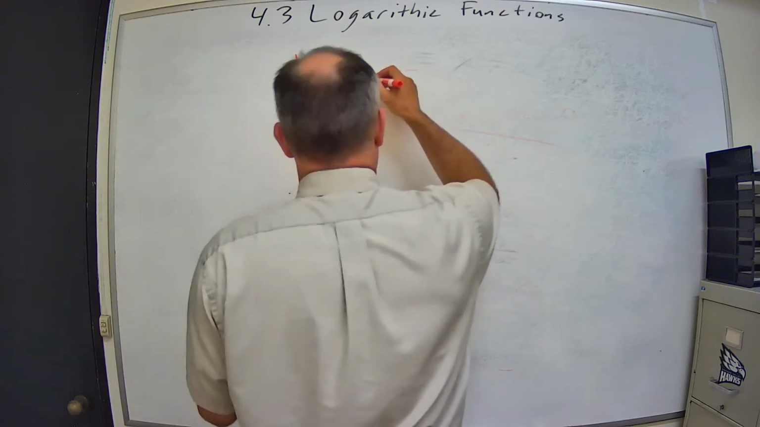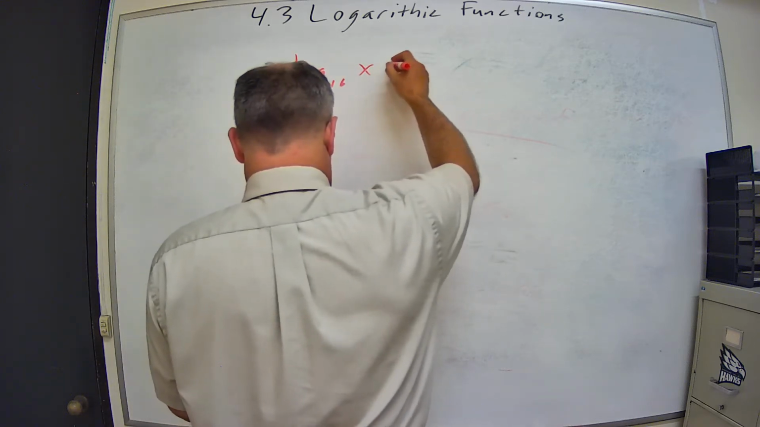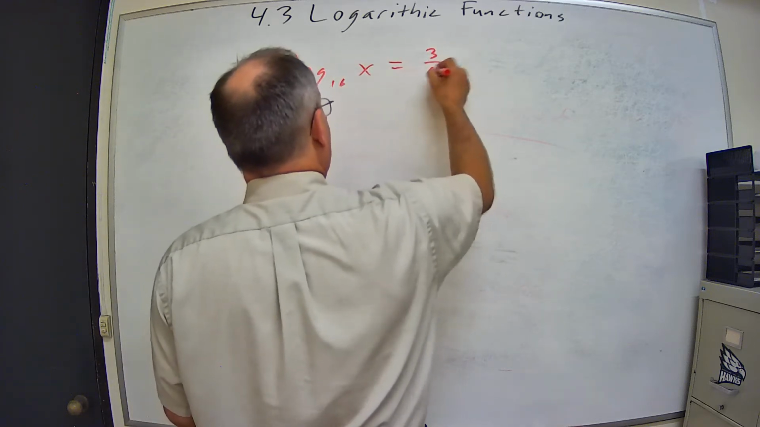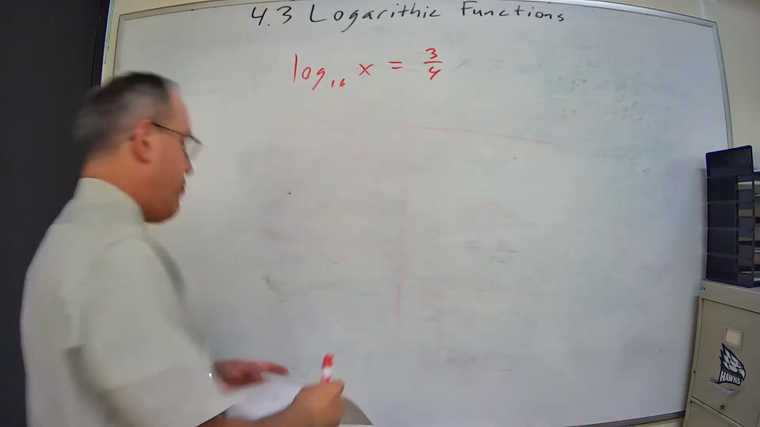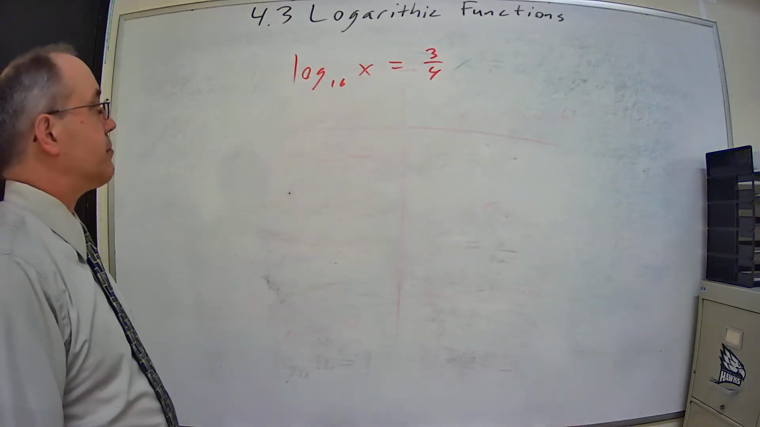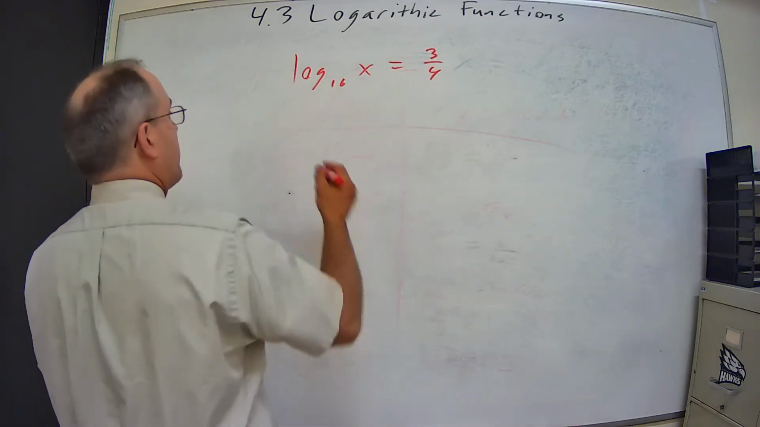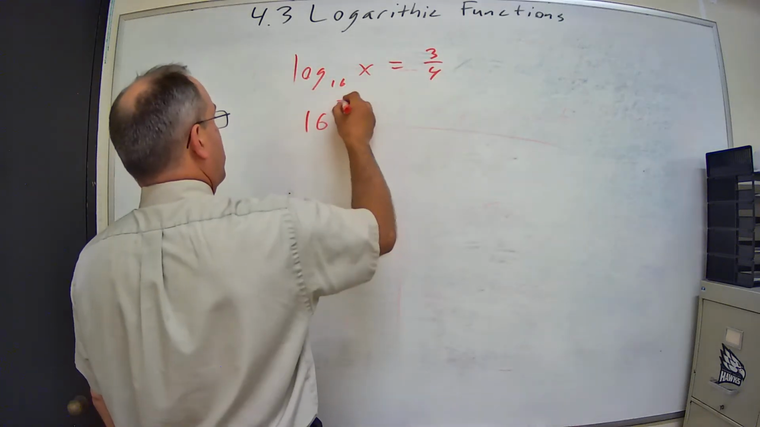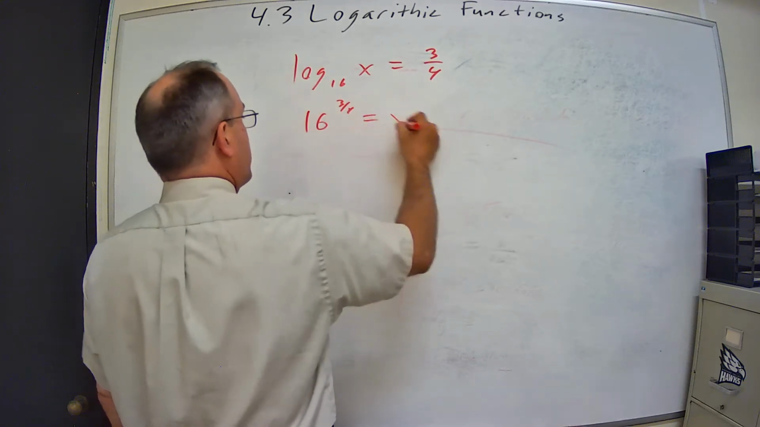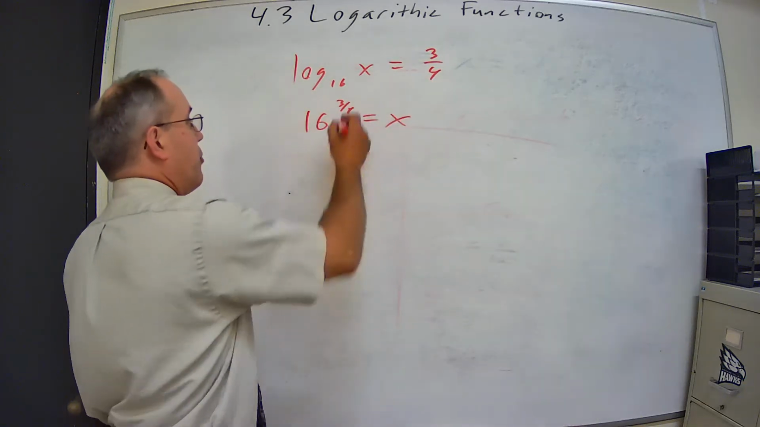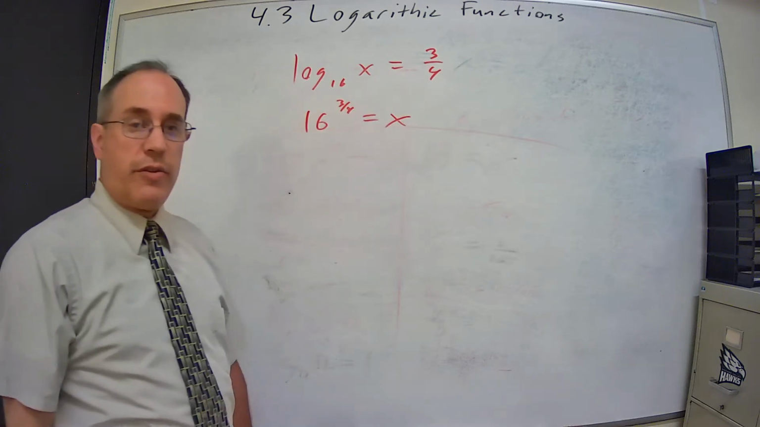Log base 16 of x is equal to 3/4. Well, let's convert it to exponential form. So that's 16 to the 3/4 is equal to x. Well, obviously that's going to work much easier.